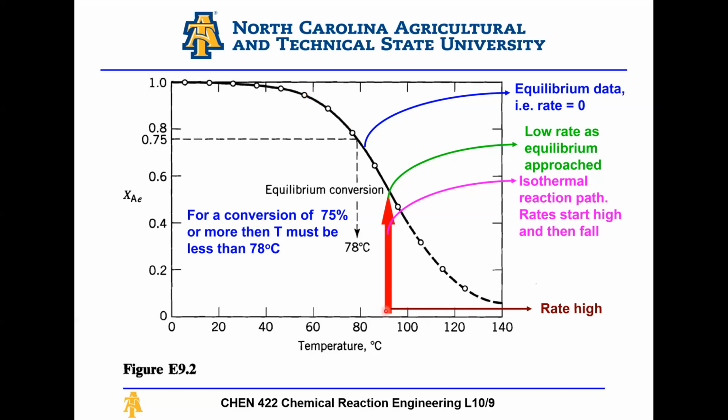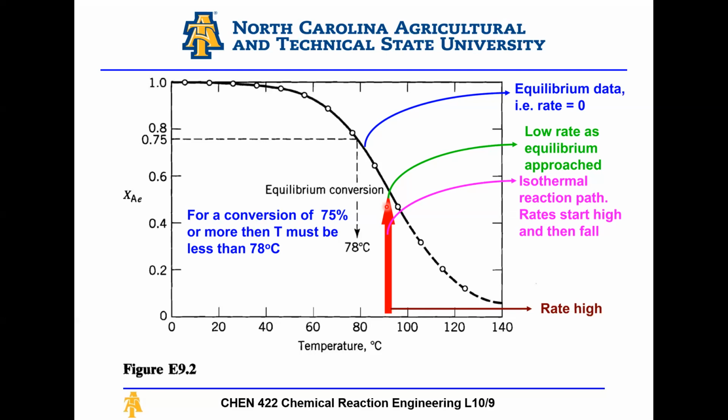This is what this red arrow represents. The rate of reaction is high at the farthest point away from the line, and then the rate of reaction drops to 0 as I get closer to the equilibrium line. Okay, and this red arrow here represents your isothermal reaction path, right? Along this isothermal reaction path, your reaction rate starts very high, and then it starts dropping as you move closer to equilibrium.